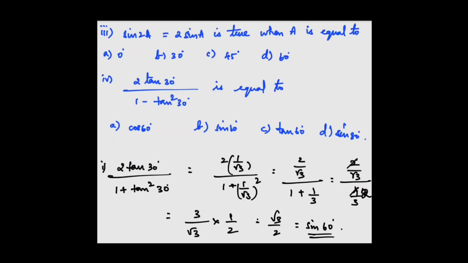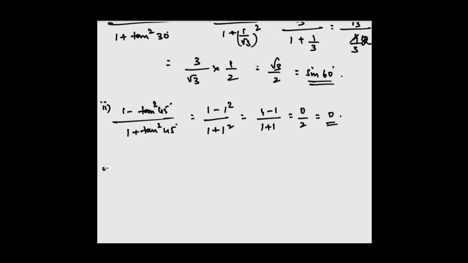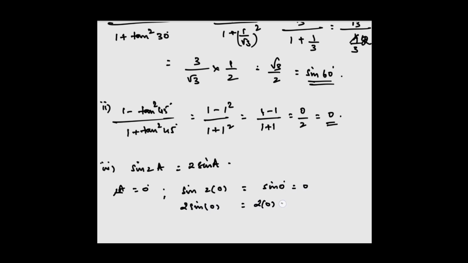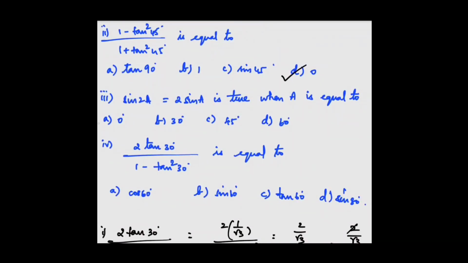So next question is, sin 2A is equal to 2 sin A. True when angle A is equal to which degree? Option A 0, B 30, C 45, D 60. Let's put the options in the question and see. Given sin 2A is equal to 2 sin A. Let us put angle A is equal to 0. Sin 2 into 0 is equal to sin 0, which is equal to 0. 2 sin 0 is equal to 2 into 0 is equal to 0.